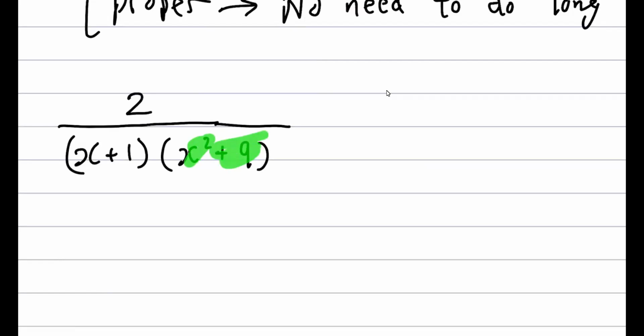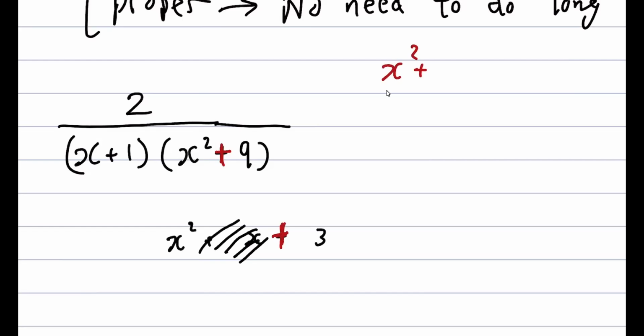X squared plus 9 is a quadratic, right? Power 2. But what's missing? Usually the full form of a quadratic is something x squared plus something x plus c, some constant. But here there's no x term. What else do you notice? It's a plus sign. Whenever you see this form, in general x squared plus k squared, where k can be any constant, it will be non-factorizable.